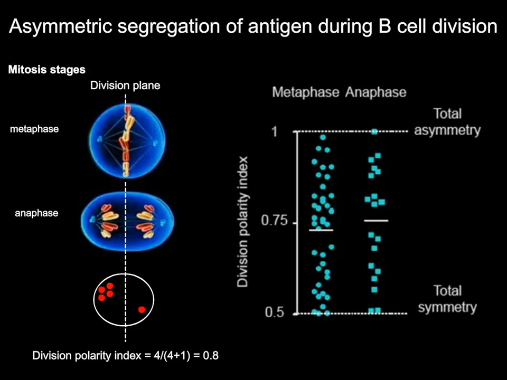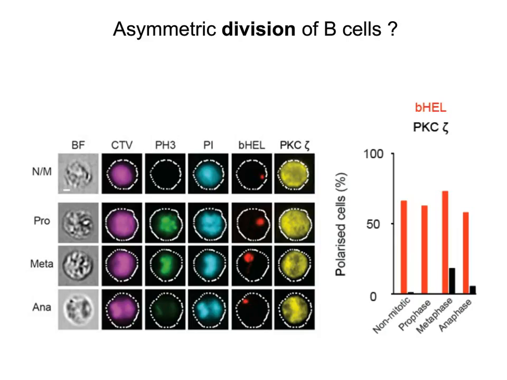So here's this unequal distribution of the content of antigen into the two daughter cells, something that is actively driven. Is it related to asymmetric division, a process that we know, for example, is taking place in stem cells?